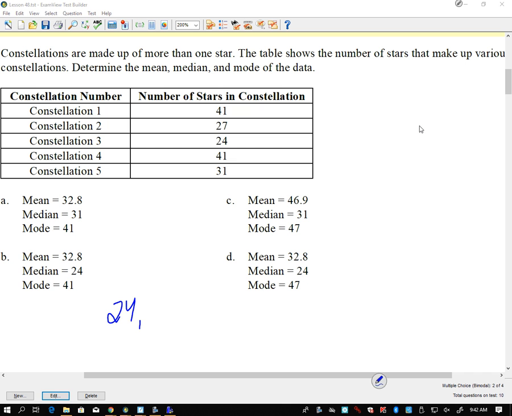24, then what? All right, 27, then what? 31, and then 41. All right, 1, 2, 3, 4, 5. So what, 31 is the middle? All right, so A is my answer? Okay, that wasn't too hard, right?